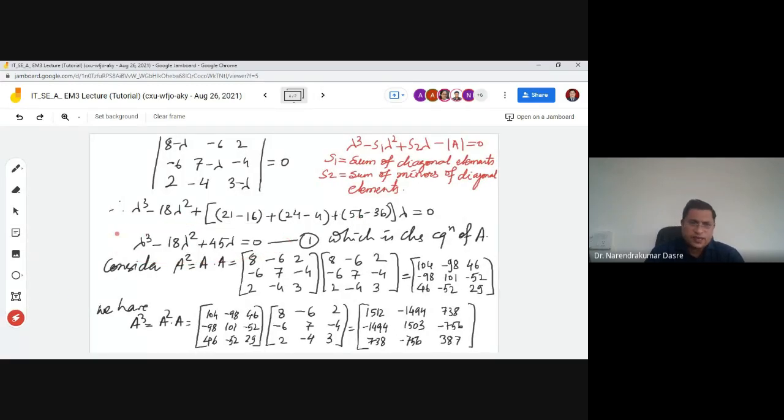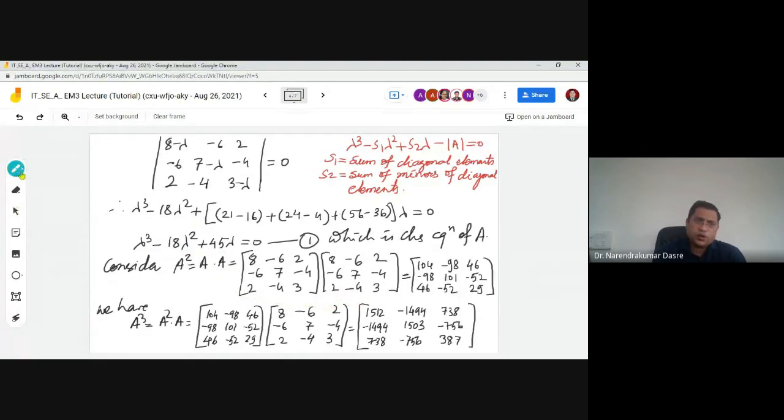From this characteristic equation, instead of lambda cubed we write A cubed, and instead of lambda squared we write A squared. So we need to calculate A squared and A cubed. That's why we first calculate A squared. How do we calculate A squared? A squared is A into A, and that's why we write it here.